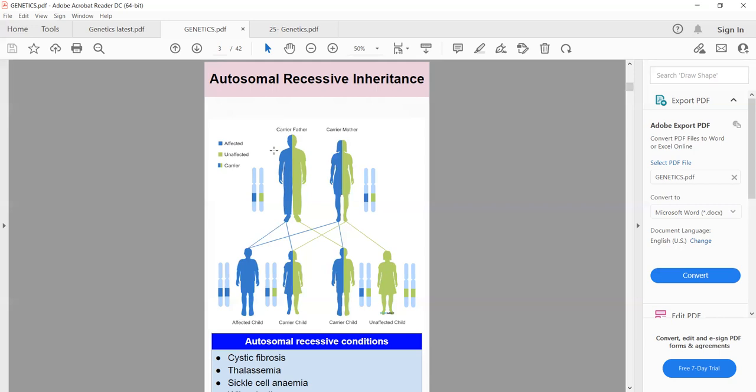So when we are talking about a recessive inheritance, either X-linked or autosomal, you need to remember that one defective gene will produce a carrier state, while in case of dominant diseases, we saw that there was no carrier state. So what will be the pattern of inheritance of autosomal recessive disease if both the parents are carriers? As seen in this diagram, the father is a carrier and the mother is a carrier as well.